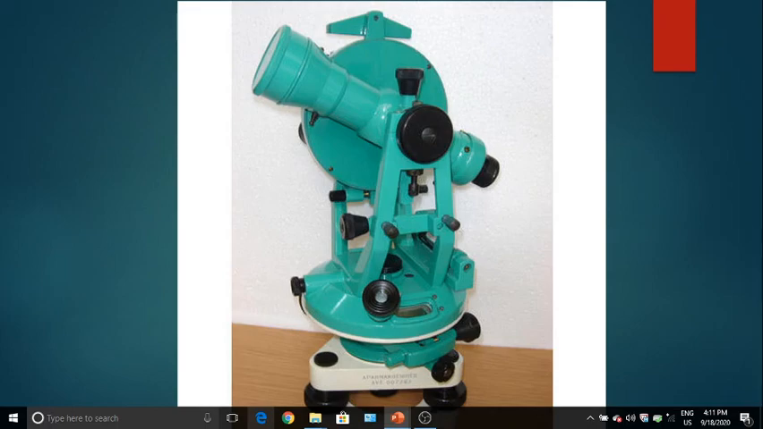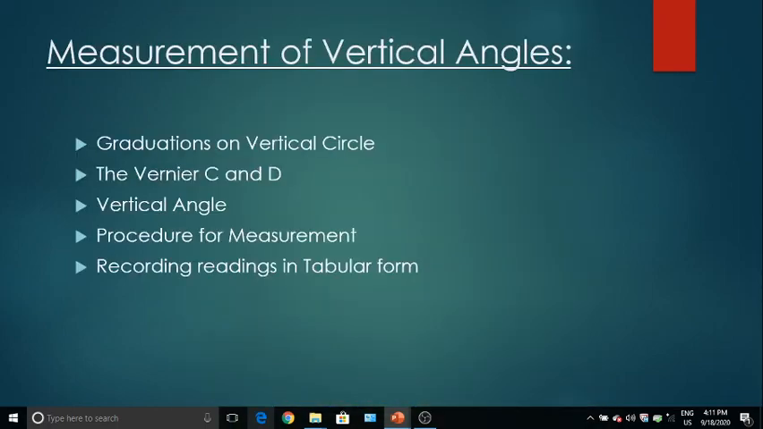Anyhow, this is a theodolite and various component parts, as you can see. We have completed all the component parts and their functions, and also how to measure horizontal angle, the three methods: general procedure method, repetition method, and reiteration method. So after completion of all those, we are now at vertical angle measurement. First of all, we are going to study about vertical circle.